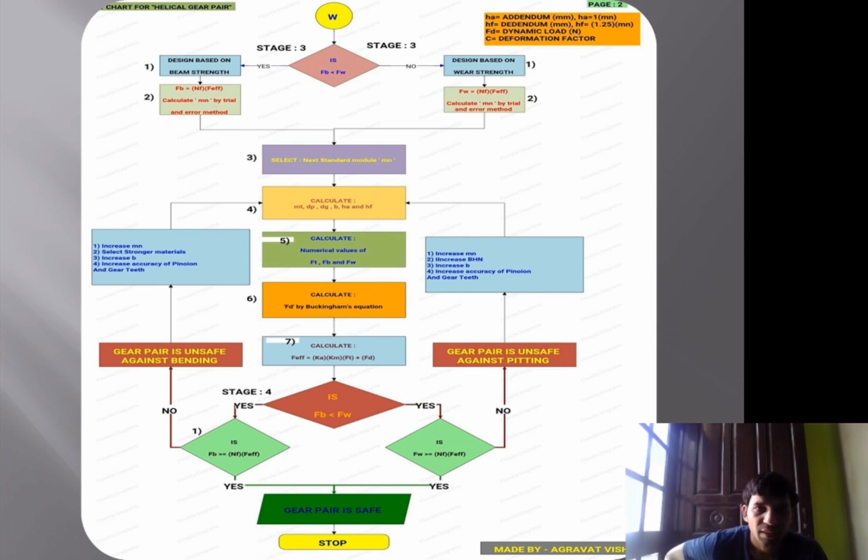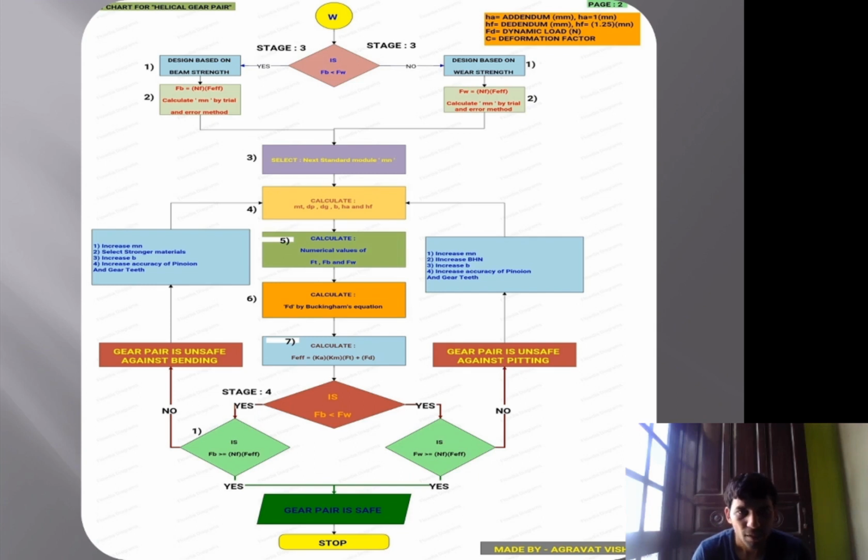After finding the answer, we can go for the next standard module, that is MN standard module, and calculate the values of MT, DP, DG, B, HA and HF. You know what MT and DP are. MT is the transverse module. DP is the pitch circle diameter for pinion. DG is the pitch circle diameter for gear. B is face width. HA is addendum and HF is dedendum.